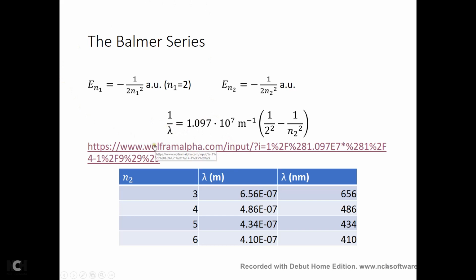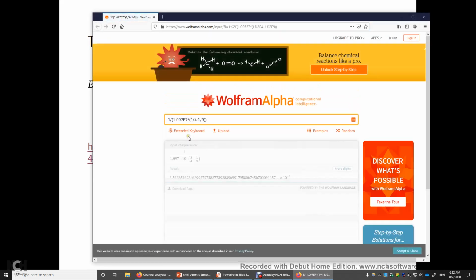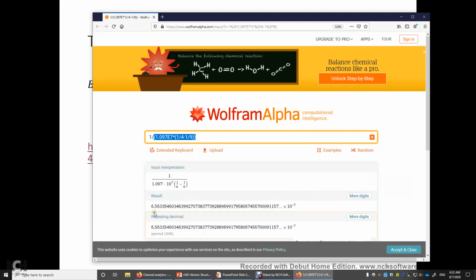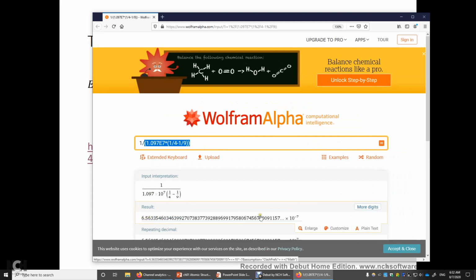So let's look at this Wolfram Alpha website. I used this website to do the calculation. So over here, this part is the wave number. 1 over the wave number is the wavelength. So the wave number is the Rydberg constant, 1.097, and over here, I'm using E7 as 10 to the power of 7 times 1 over 2 squared minus 1 over 3 squared. So you can see the result is given here, 6.56 times 10 to the power of negative 7 in meters. This is because I used the SI units in the calculation.